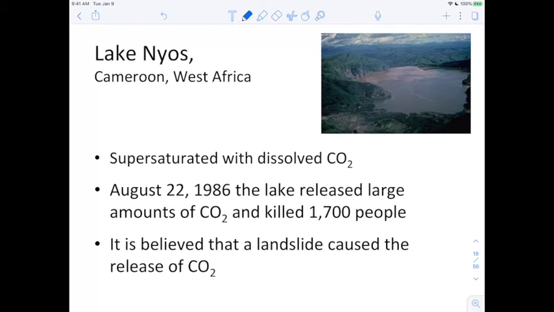And like I mentioned, we go around the world looking for lakes like this where something like this might happen to make sure this never happens again. But this was a super saturated solution. So any questions on anything here?